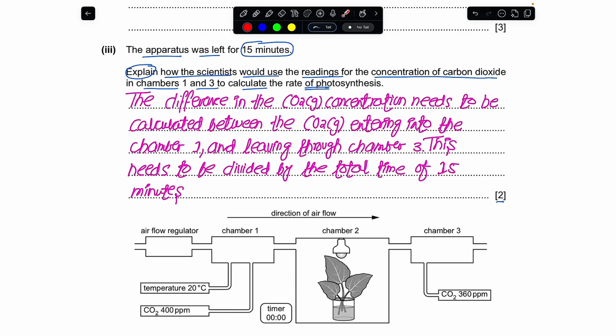So how you would write is that the difference in the carbon dioxide concentration needs to be calculated between the carbon dioxide that is entering into the chamber 1 and that is leaving through the chamber 3. And then we need to divide this carbon dioxide being used up by the total time of the 15 minutes, and this is how we would calculate the rate of photosynthesis.